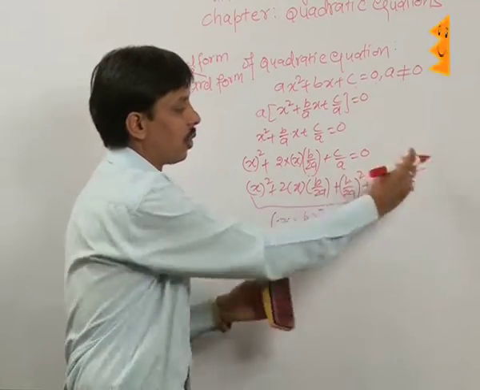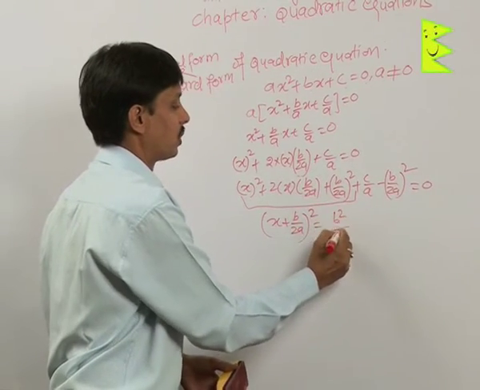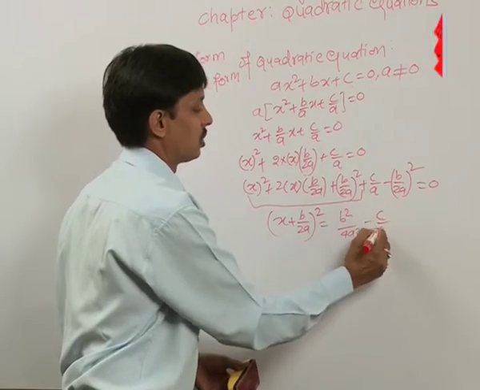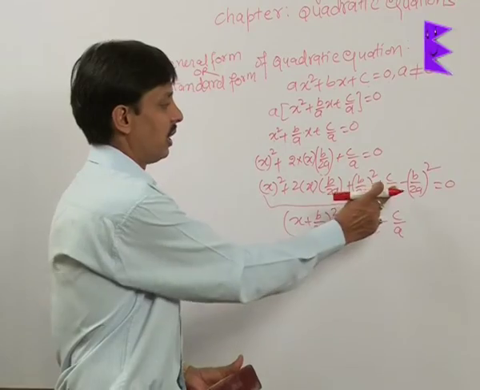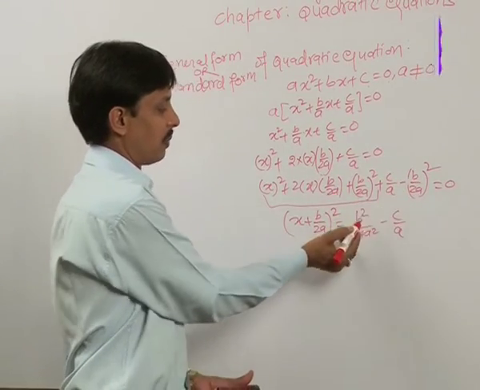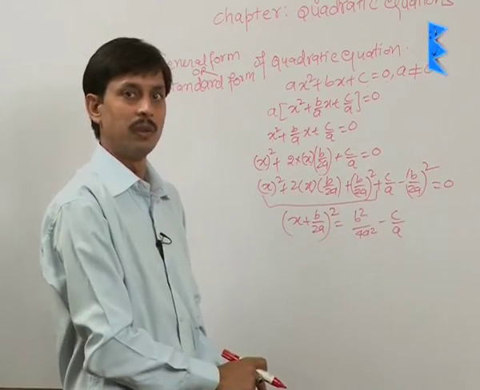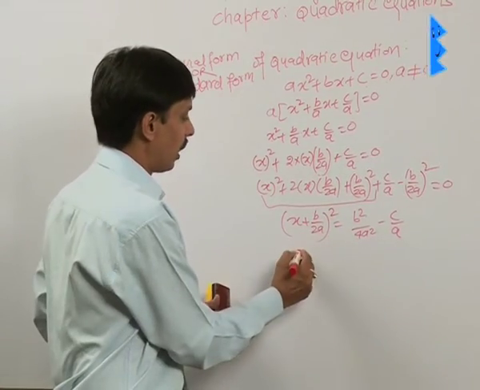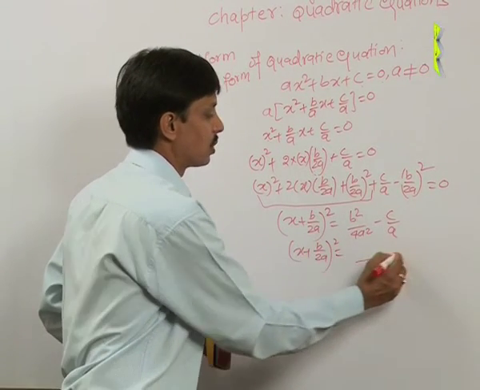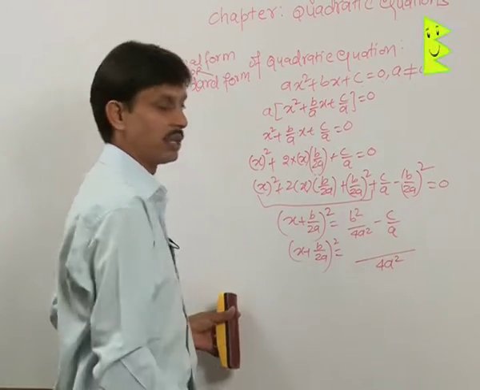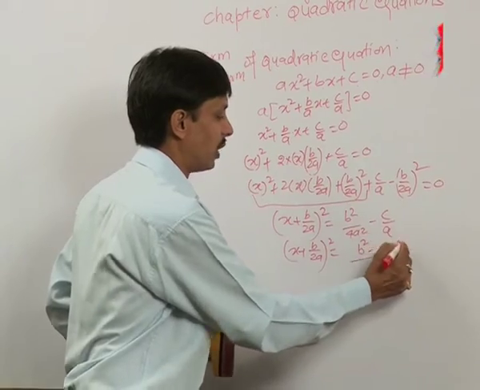And if I shift all remaining values to the right hand side, I will get b square upon 4a square minus c upon a, because this was b upon 2a's whole square. When it is squared and negative, when transferred it becomes positive b square upon 4a square, and when c upon a is transferred, it becomes minus c upon a. Now x plus b upon 2a's whole square is equal to the LCM of the right hand side, which is 4a square. By doing so, we get b square minus 4ac.